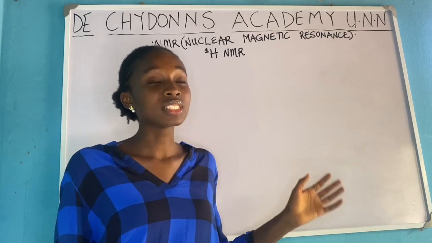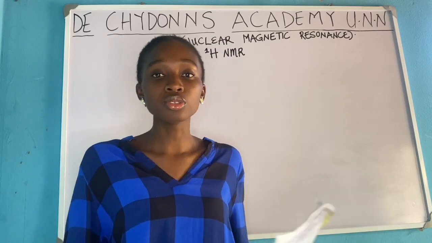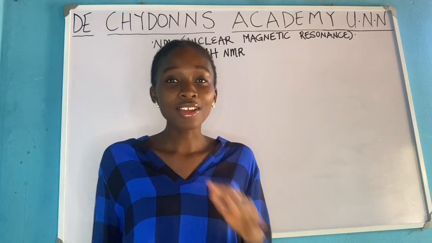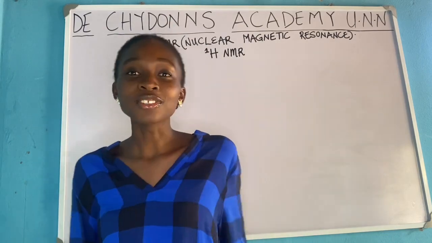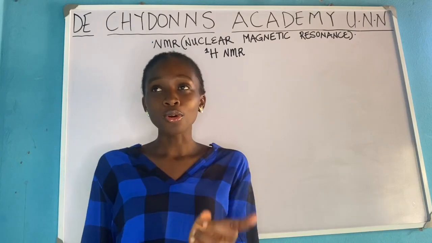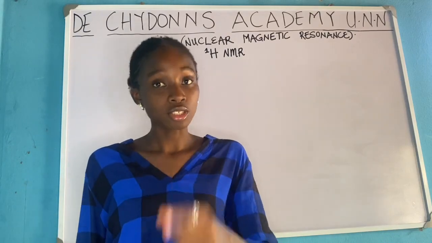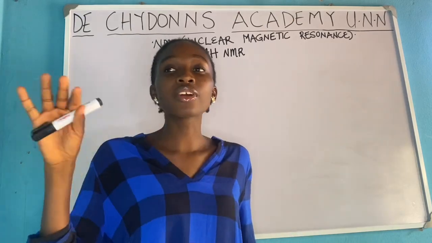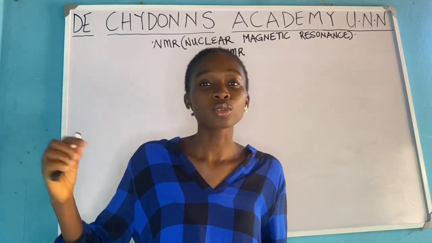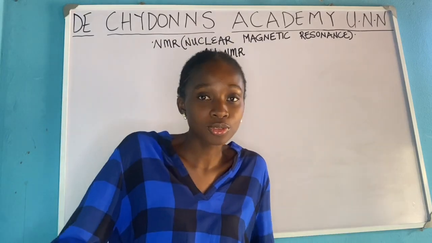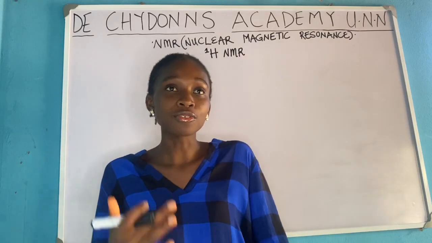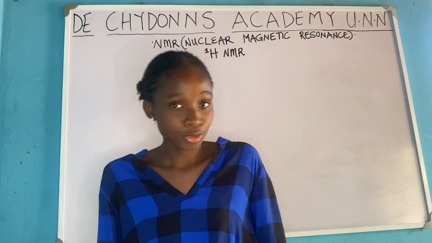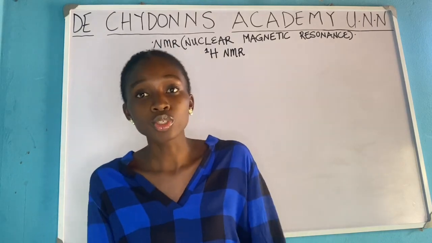NMR is one means; there are various means of studying nuclei, based on the electromagnetic spectrum, which is your radio waves, infrared waves, visible light, ultraviolet rays, X-rays, and then gamma rays. You can use these different rays of different wavelengths to study different nuclei. You use UV rays for UV spectroscopy, visible light for visible light spectroscopy, and IR for IR spectroscopy. When it comes to NMR, we use radio waves.